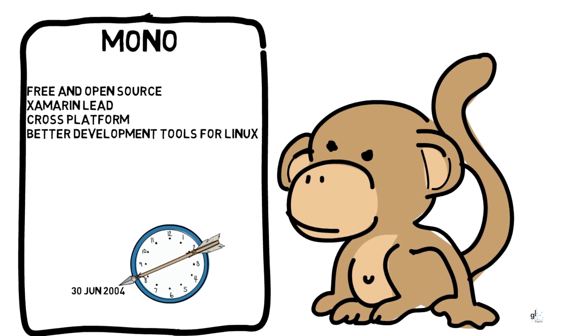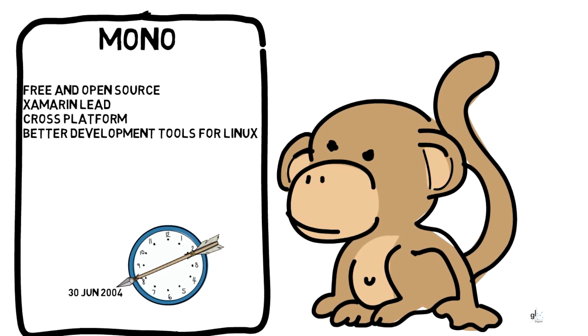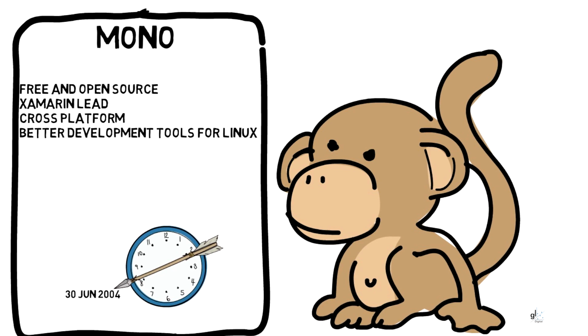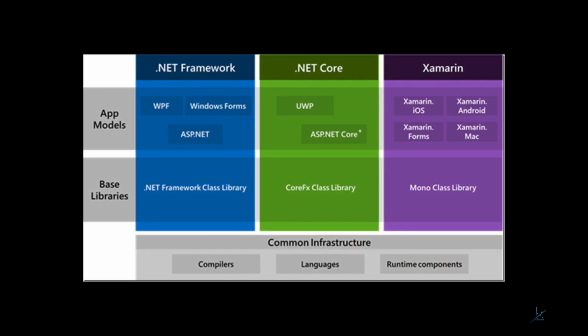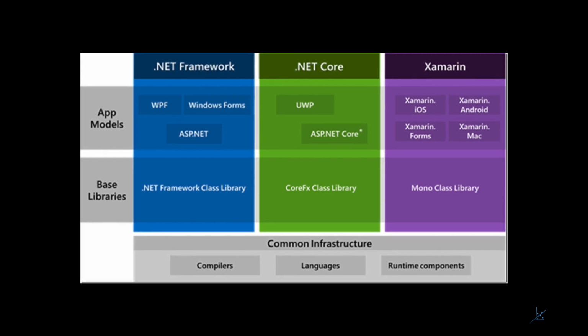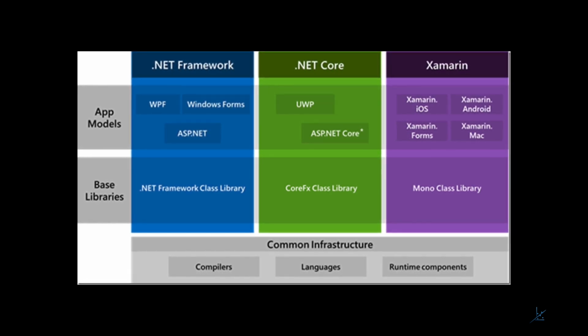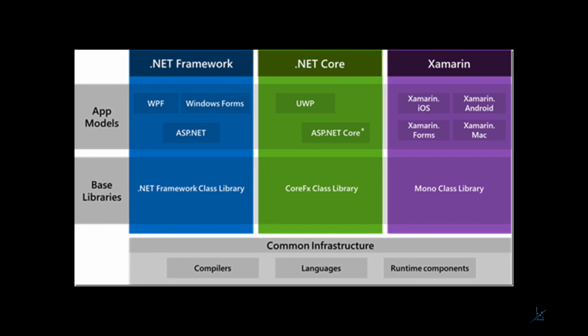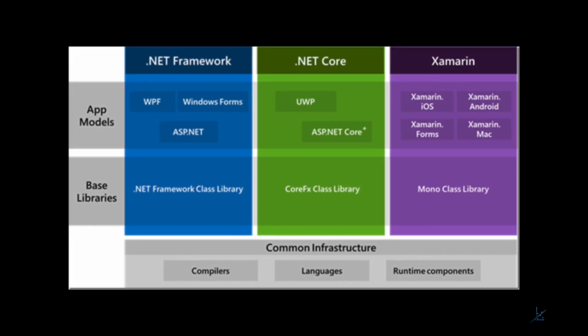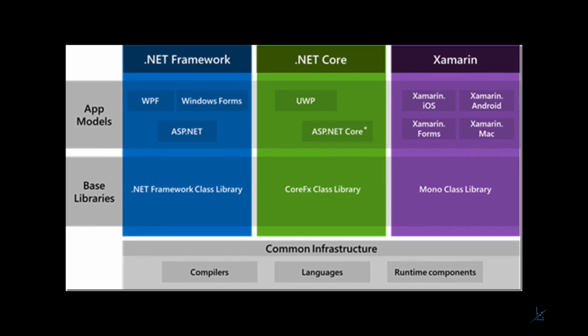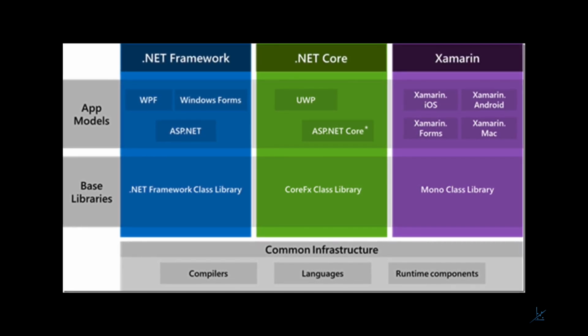So Mono provided a .NET runtime implementation, which allowed C# code to be compiled and implemented on multiple platforms. .NET Core's initial release was in June 2016. .NET Core is a free and open source managed computer software framework for Windows, Linux, and macOS operating systems. It is a cross-platform successor to the .NET Framework.